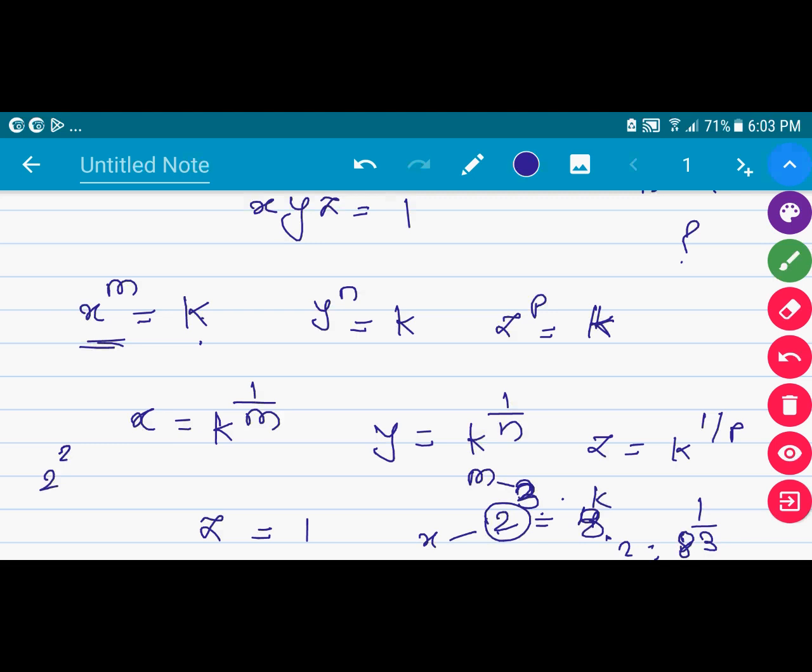Last time we had solved 2 square or 4 square is equal to 16. So 4 is equal to 16 raised to 1/2, the square root. That can be shown like this also. In the root sign we put 16, so we have to find the square root of 16. Square root of 16 can be written as 16 raised to 1/2.